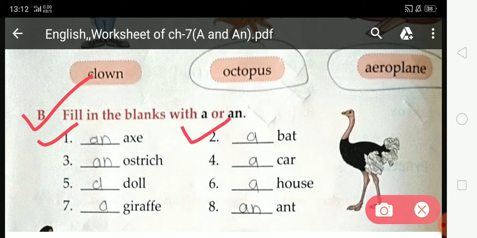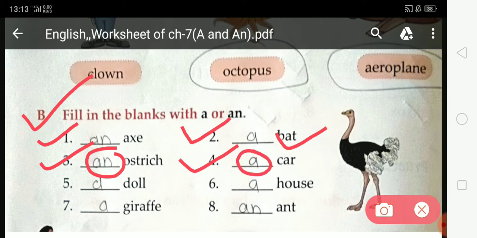Second, bat. In bat, B is a consonant, so you have to add A before bat. Here A is already filled. Now come on third, ostrich. In ostrich, O is a vowel, so you have to add AN before ostrich. Here AN is already filled. Fourth, car. In car, C is a consonant, so you have to fill the blank space with A. Here A is already filled.